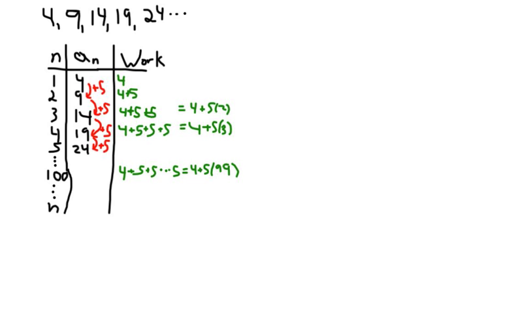So 4 plus 5 times 99. And we could do the same thing for n. We know it's going to be 4 plus 5 times something, but what? Well, 1 less than the term number. The term number is n, so 1 less than that is n minus 1. So there we go. So our rule is a sub n equals 4 plus 5 times n minus 1. And that is part 1 of this video.